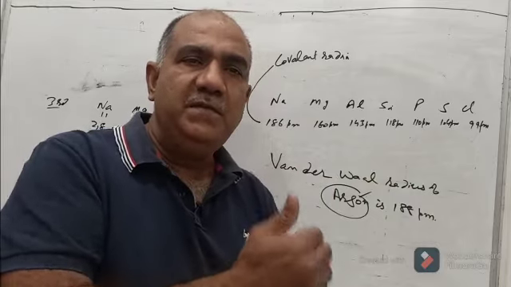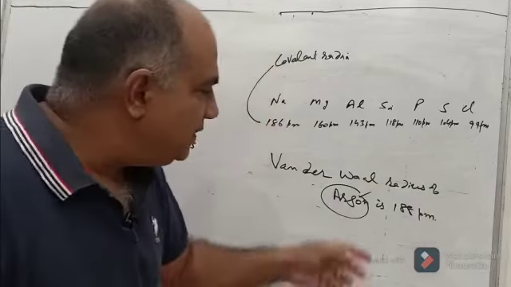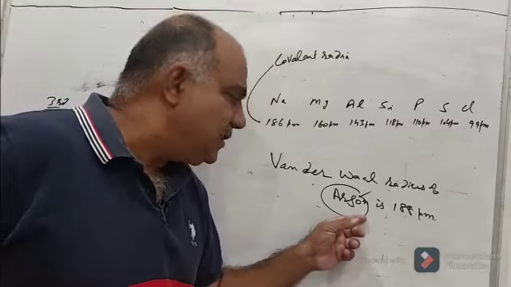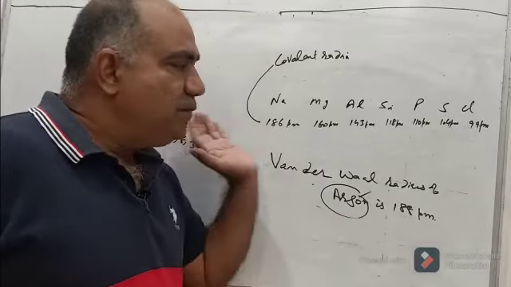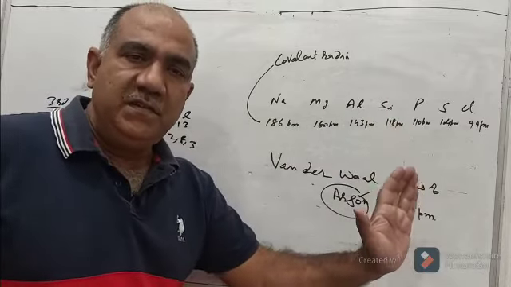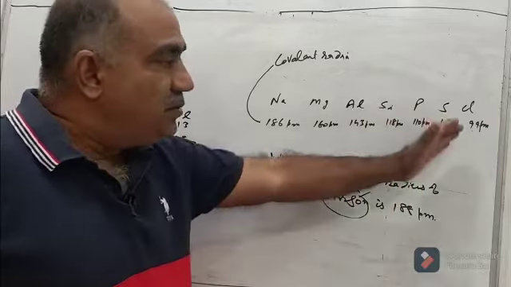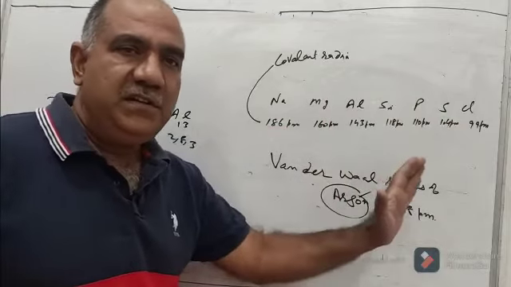when we move from left to right, unless it is specifically asked about the noble gases. Generally, if it is asked when you move from left to right, what happens to atomic size, you can say up to halogens, the size will keep on decreasing. That's all.